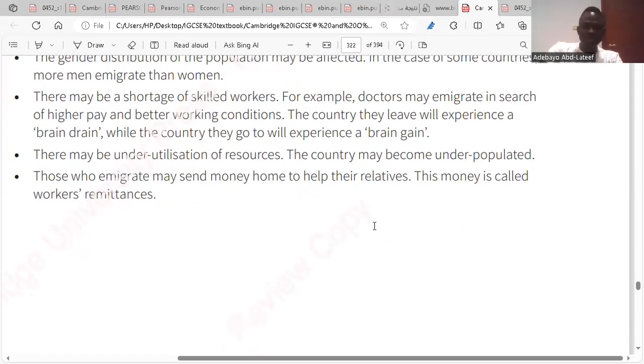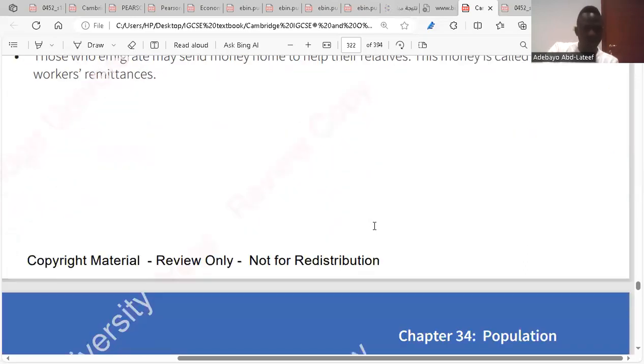Those who emigrate may send money home to help their relatives. This money is called workers' remittances. Because they left, they will be sending money home. They will be remitting money back home. That's what we call workers' remittance, which is good though.